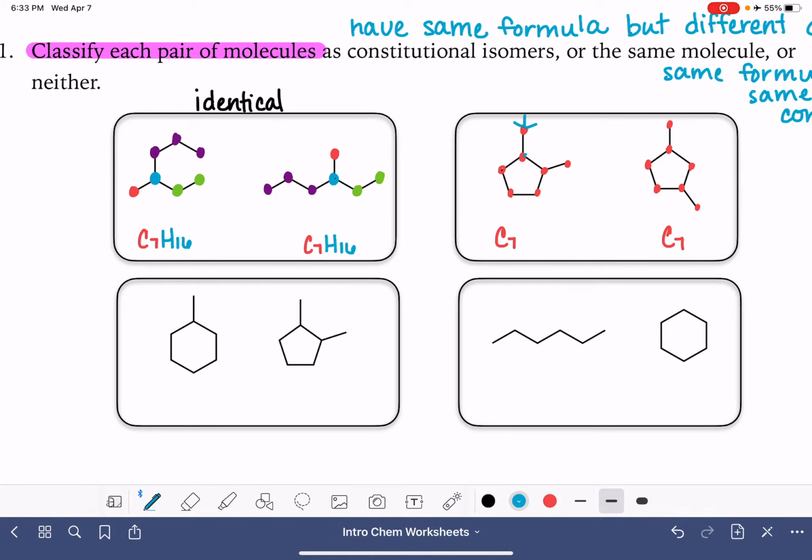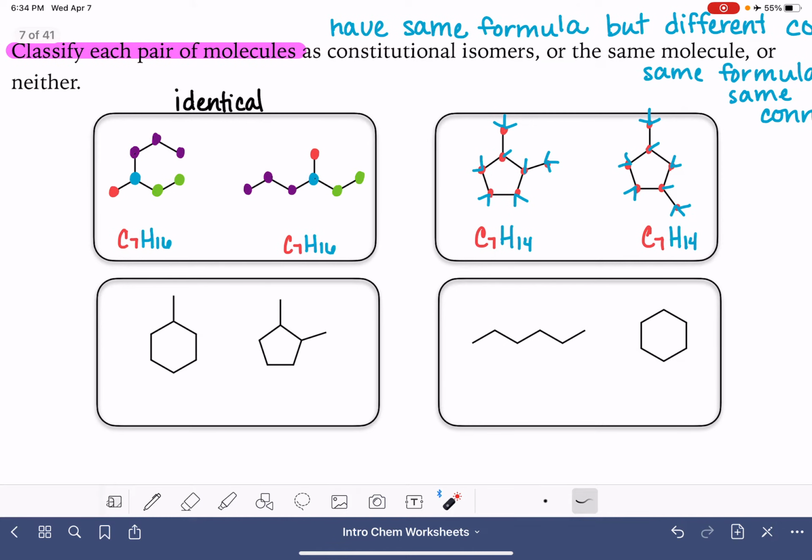1, 2, 3, 4, 5, 6, 7, 8, 9, 10, 11, 12, 13, 14. H14. And on the right-hand side, 1, 2, 3, 4, 5, 6, 7, 8, 9, 10, 11, 12, 13, 14. So they're both C7H14. Because they have the exact same molecular formula, this means they're either constitutional isomers or identical molecules like we saw in the first example. So what we need to do now is analyze their connectivity.